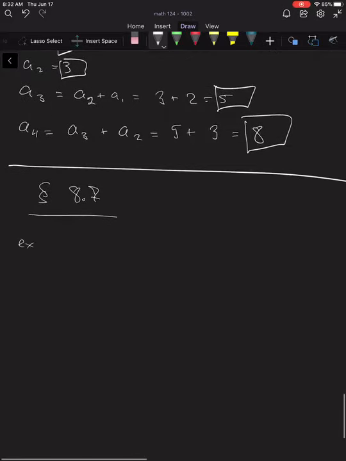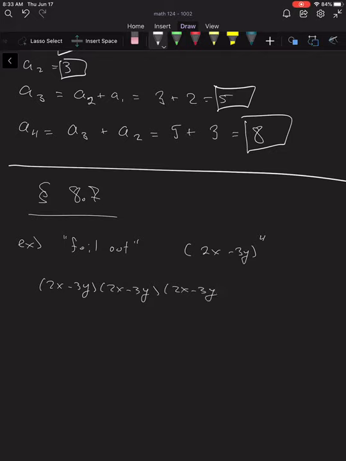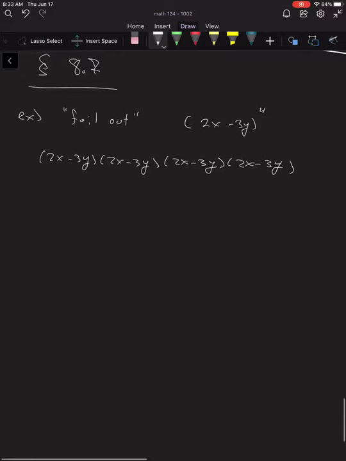We want to basically FOIL out something like this, maybe 2x minus 3y to the fourth power. But we want to do it quickly. Before this section, the way we'd have to do this is something like this: we'd write 2x minus 3y, 4 of them, and we have to FOIL everything out, so it'd take a long time. But we want to do this a little bit quicker. And so the first method we're going to talk about is Pascal's triangle.